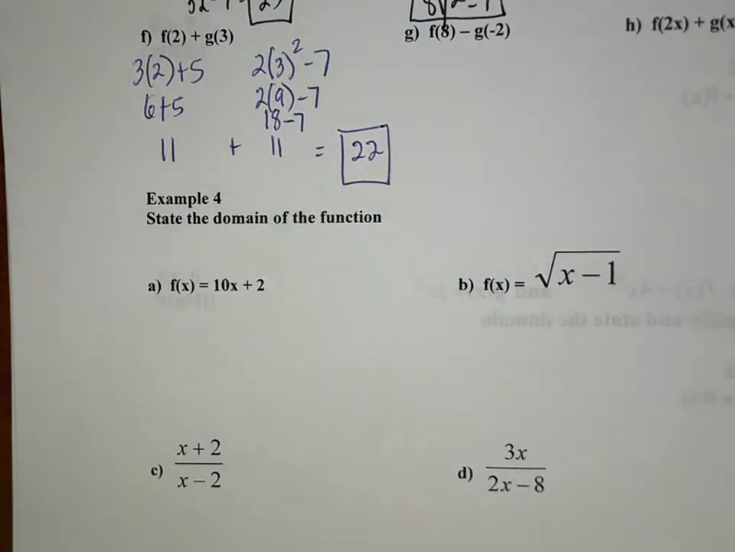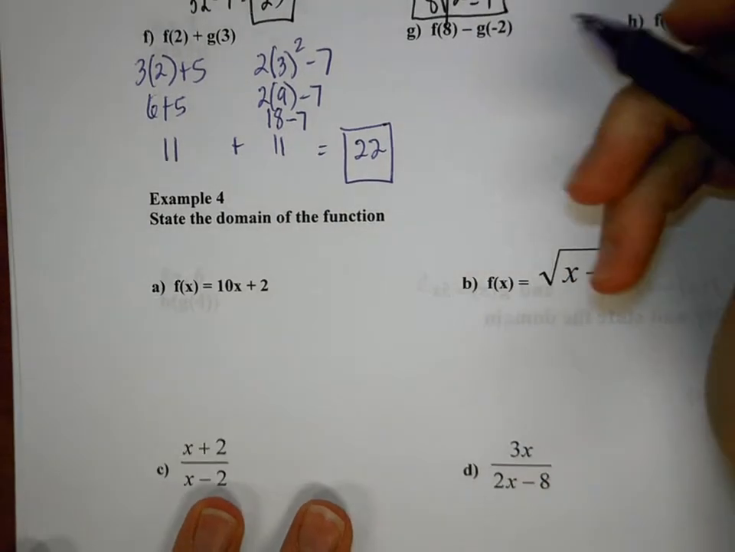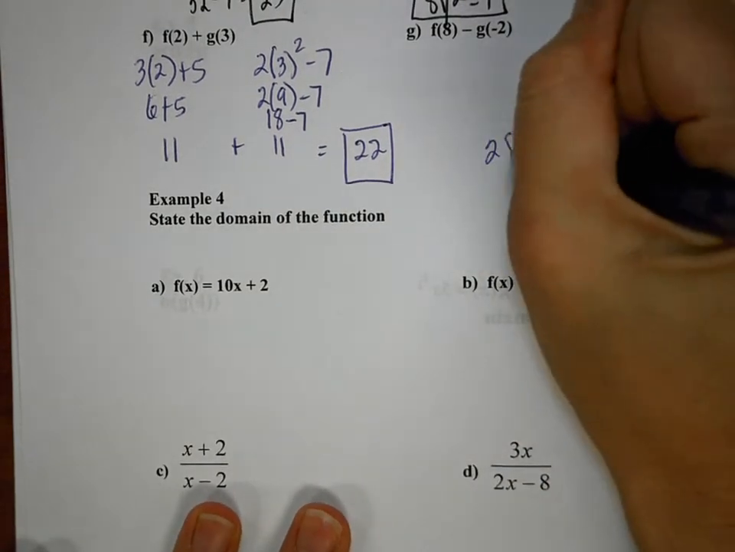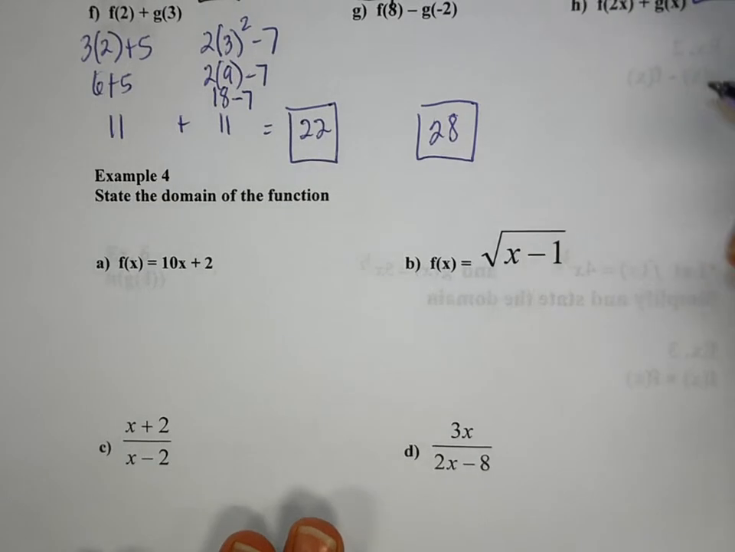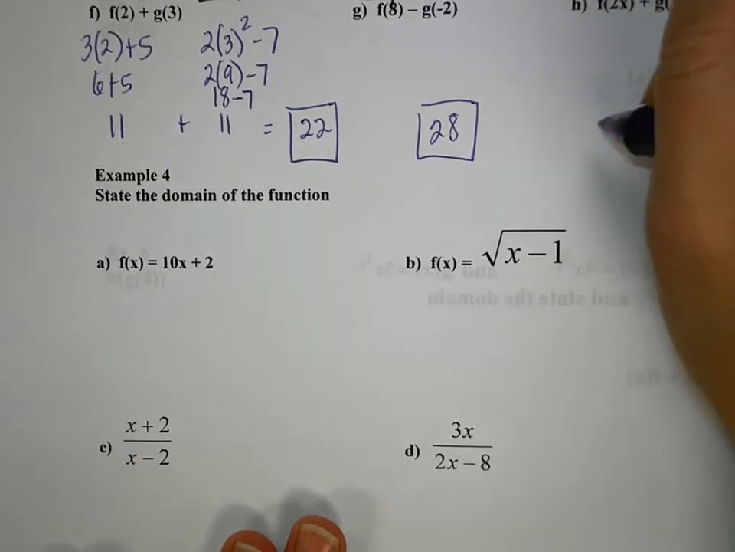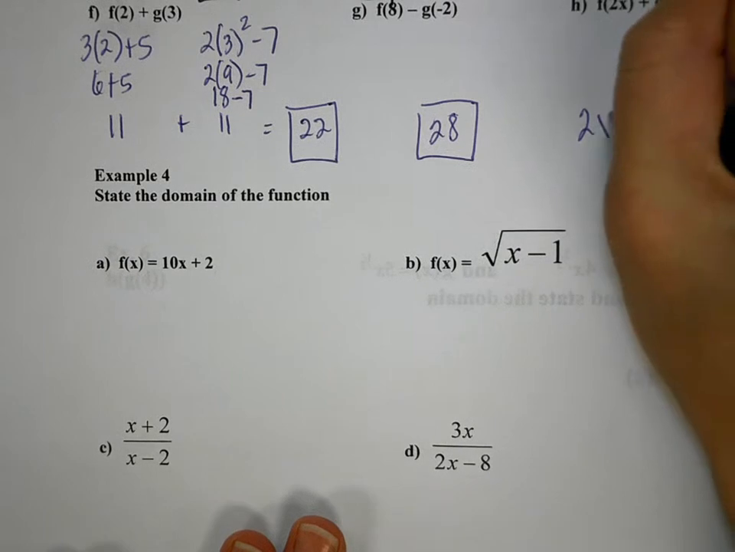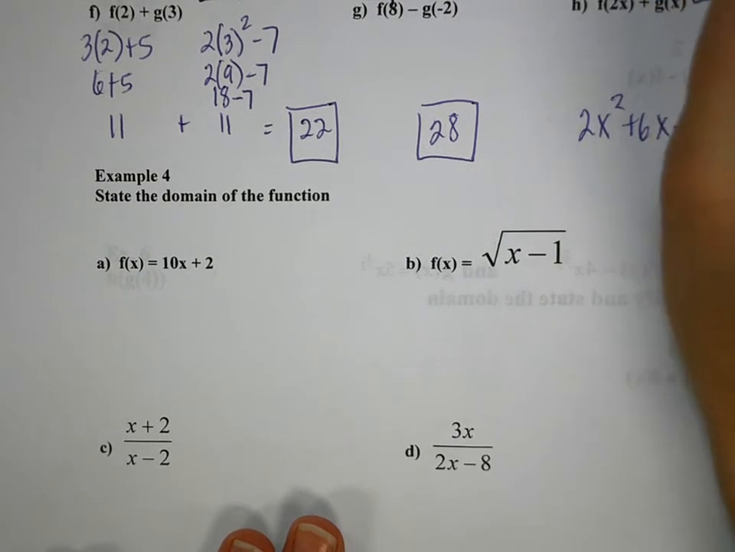Okay. For time's sake, we are not going to do G, but if you did G, the correct answer is 28. And if you did H, you should end up with 2x squared plus 6x minus 2.